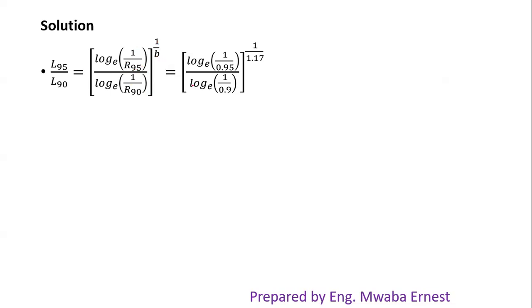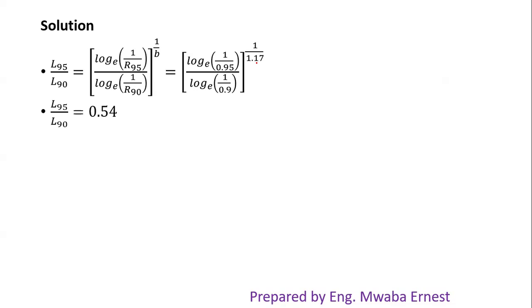So what do I do then? Log E 1 over R95, it's actually 0.95, it's 95%. 90%, it's 0.9. So I have 1 over 90. Then B we said is 1.17. So I have 1 over 1.17. Then what do I have? I have L95 over L90 being equal to 0.54.